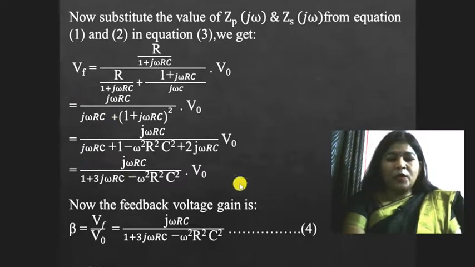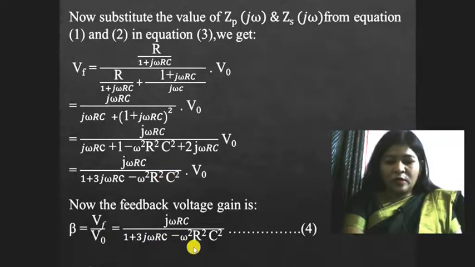Now, in case of sustained oscillation, there are two conditions. The first one is that the total phase shift required will be 0 degree or 360 degree, and A beta must be equal to 1. Here A is the voltage gain and beta is the feedback gain. So how do we find the feedback gain to fulfill the condition A beta equal to 1? The feedback voltage gain beta is equal to VF upon V naught.